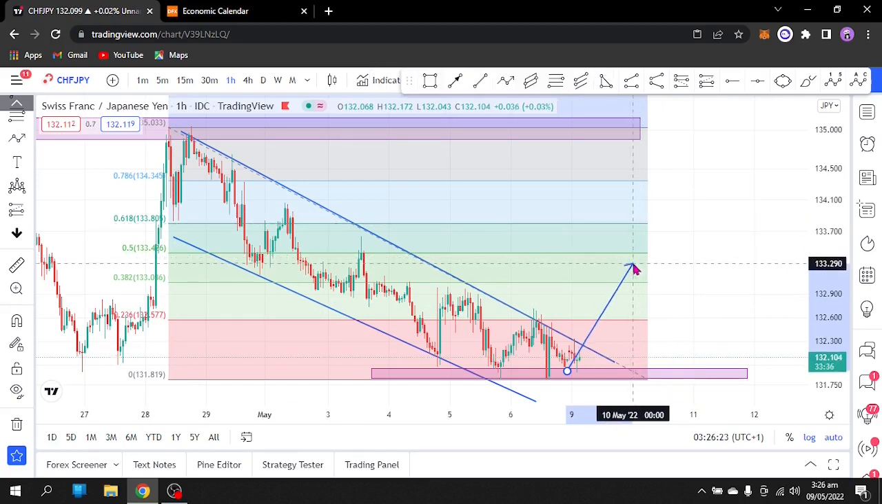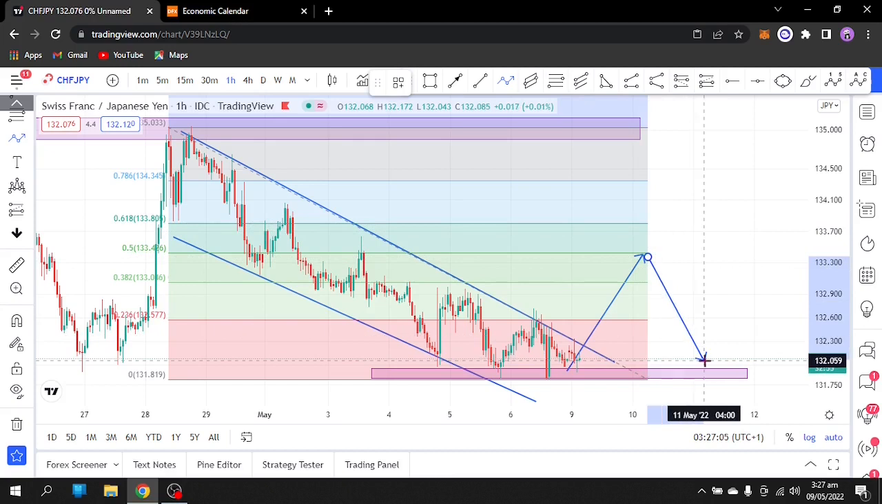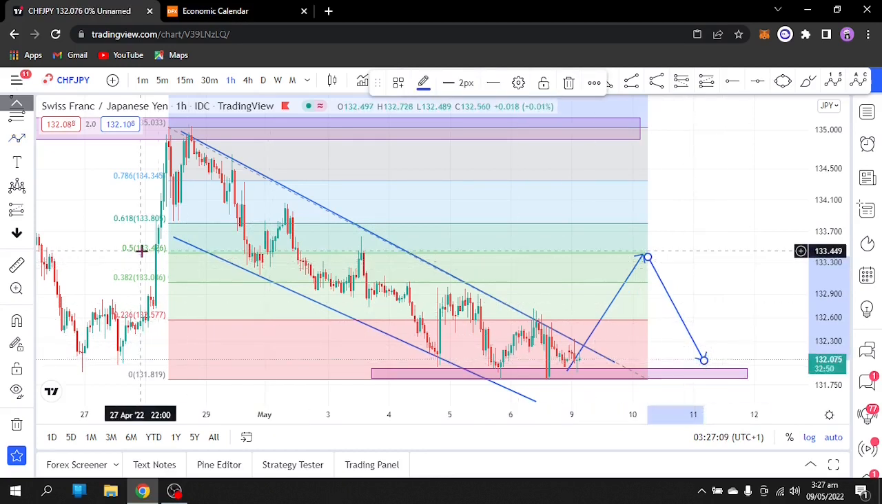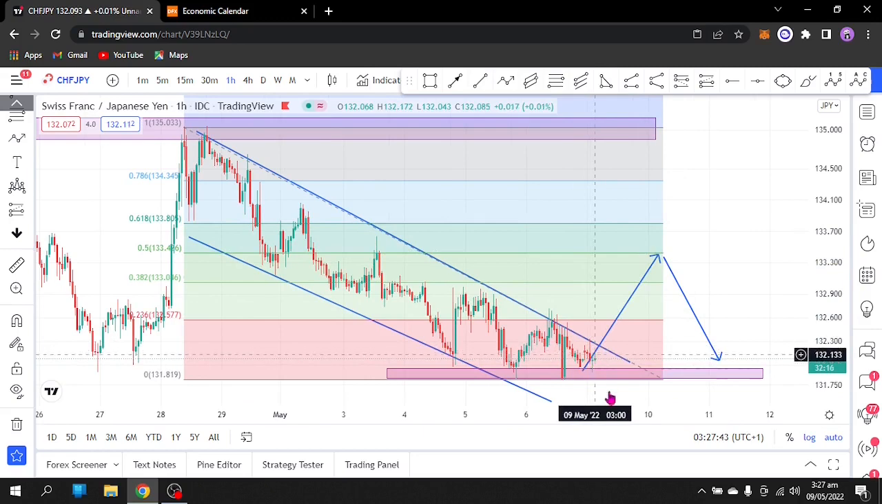I'm expecting price to pull back either at this level or this level, but to be on the safer side, I prefer to use this level, because sometimes the market will not push above this 61 ratio. It will pull back at this 50 ratio. That is why it's safer to use this ratio compared to the 61.8 ratio. The market can push below this horizontal support level.